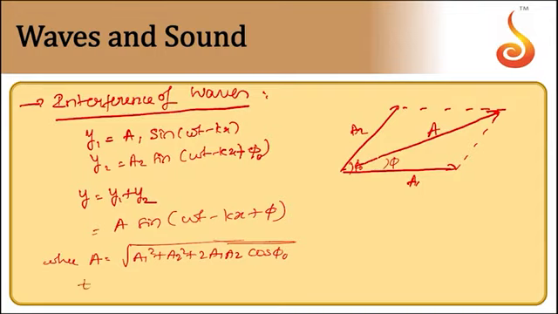And this tan phi, that is the phase difference between the resultant wave and the first wave, is given by A2 sin phi naught divided by A1 plus A2 cos phi naught. Thus the phase of the wave is given by this equation.